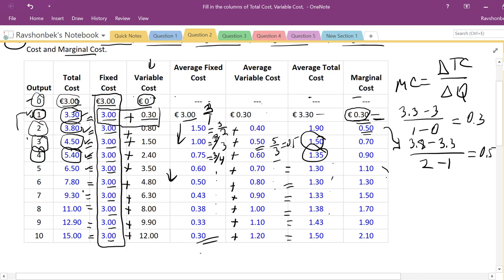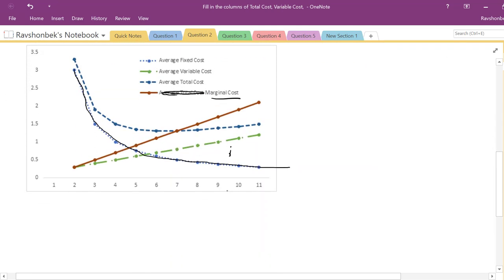If you keep continuing, you would see that it goes on and approaches 0. With this decline, notice what happens. The average total cost is also declining. But at some point it stops declining, because the average fixed cost is so low that it doesn't actually affect the behavior of average total cost.